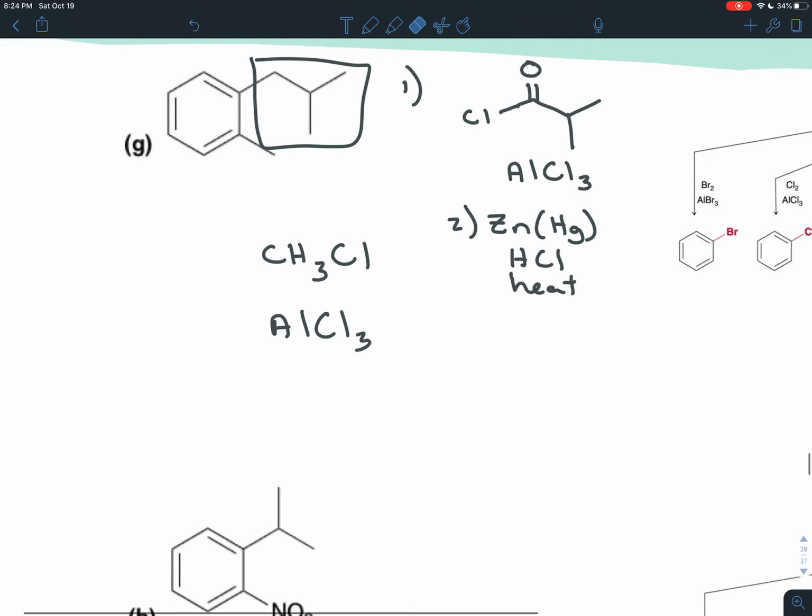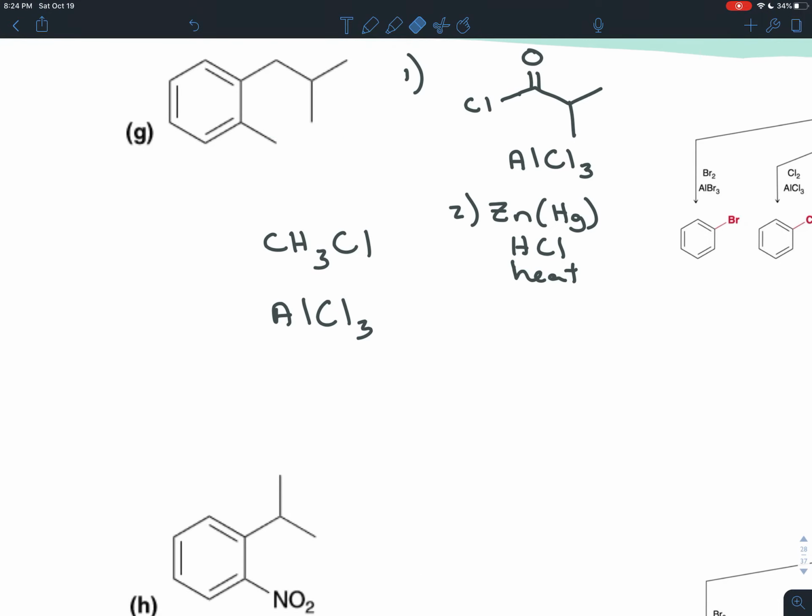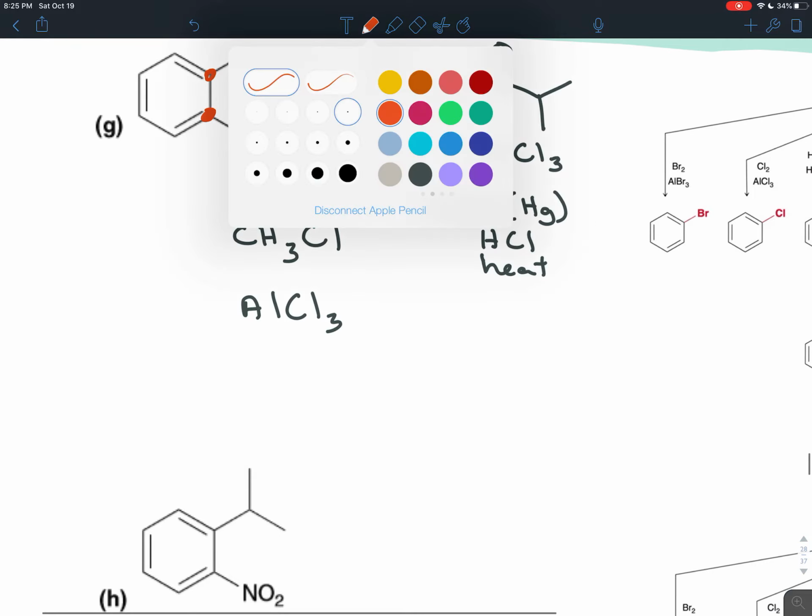Okay, so those are our recipes. Those are the ingredients we're going to have to use. Now let's think about the order we need to use them in. This group at the bottom is weakly activating and ortho-para directing. The group at the top is an alkyl group. It's weakly activating and ortho-para directing. So technically, we could do them in either order. So either order would be counted correct on the test. Okay, so either order is fine.